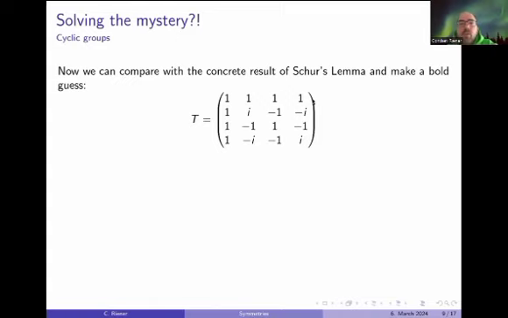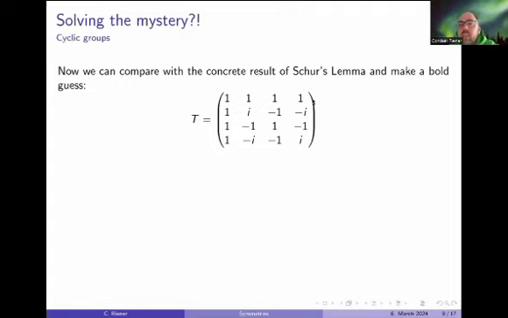Okay, so the first row is a 1. The second row is 1, i, minus 1, minus i, and then 1, minus 1, 1, minus 1, and 1, minus i, minus 1, i. Sorry, I'm really bad at reading myself because i and 1 are really hard to distinguish sometimes.